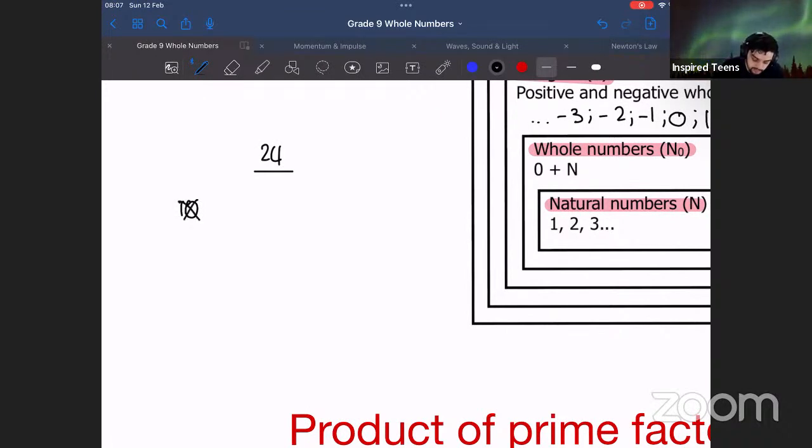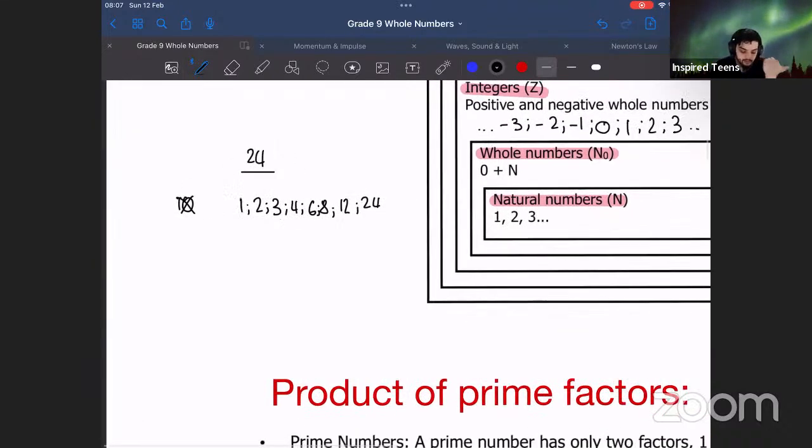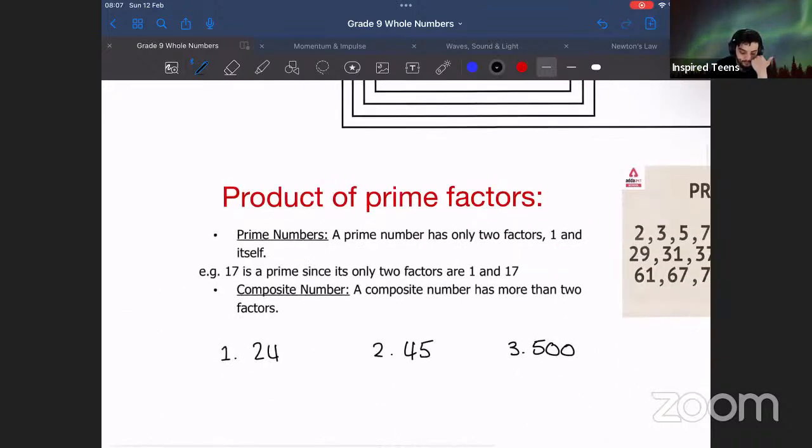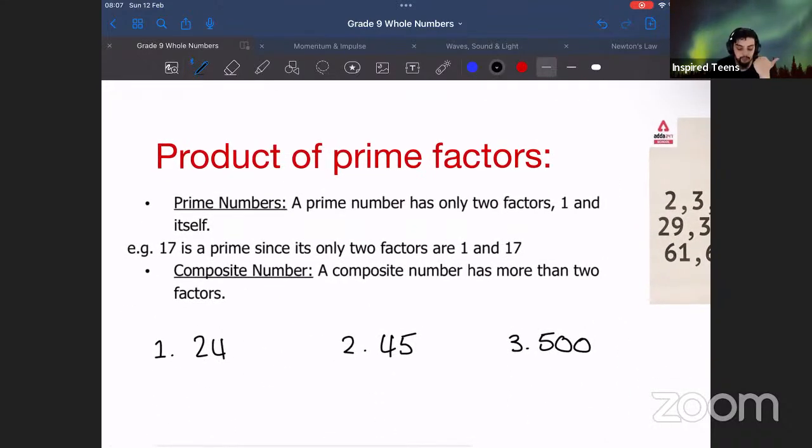When we talk about the factors of 24, we say 1 and 24, 2 and 12, 3 and 8, and 4 and 6. So all of these numbers are factors of 24. They go an exact amount of times into 24.